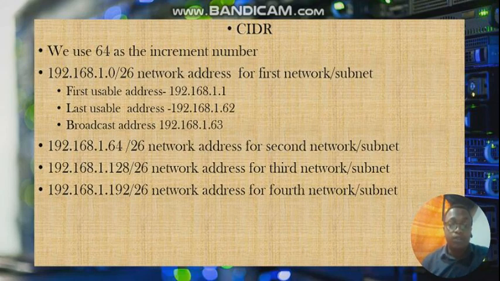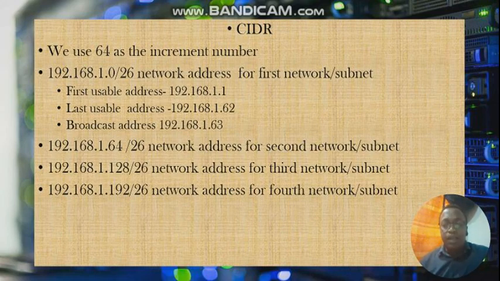Remember, in IP version 4 addressing, we have what we call the first usable address, the last usable address, and the broadcast address. We defined this in the IP version 4 addressing video, so watch that. And in the first network, the first usable address will be 192.168.1.1, that is the first IP address that can be given to a host in that network, and the last usable address will be 192.168.1.62, and that is going to be the last usable address.